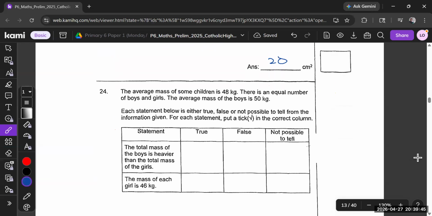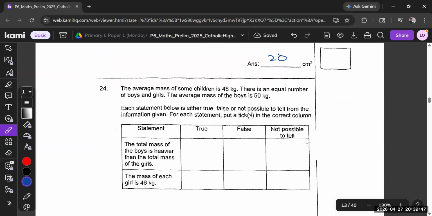Okay, question 24. The average mass of some children is 48. Do we know how many children? Don't know. There is an equal number of boys and girls. The average mass of the boys is 50 kg. So is the total mass of the boys heavier than the total mass of the girls? Okay. Now we are not sure. So what we can do is we have to prove it. Now in the exam, if there's no time, you have to guess already. But how do we prove it?